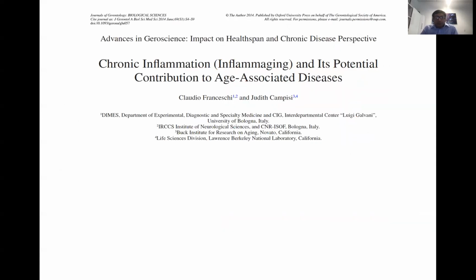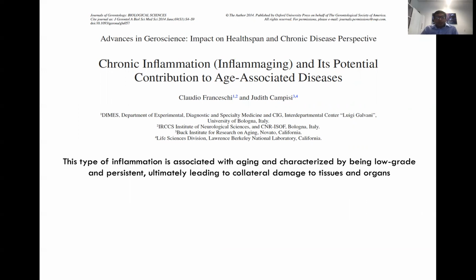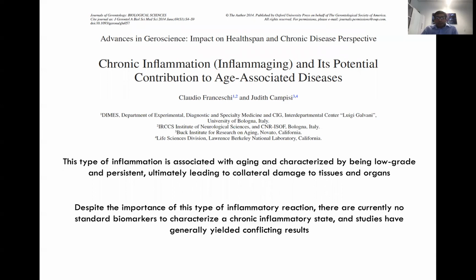So based on chronic inflammation and its involvement with the different hallmarks of aging, a new term was coined, which is known as inflammaging. It's a type of inflammation which is associated with aging and ultimately leads to some kind of collateral damage to tissues and organs. And although we know that chronic inflammation plays an important role in many disease mechanisms due to aging, not many standard biomarkers are available which will allow us to identify these at a much earlier stage, as they remain undetected.